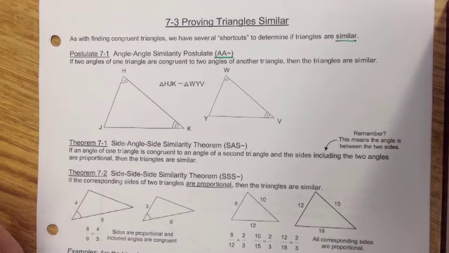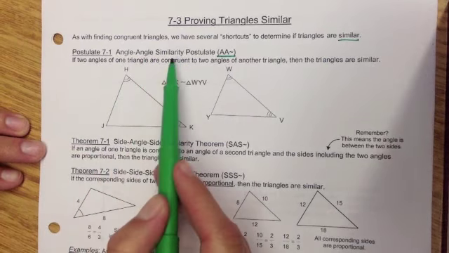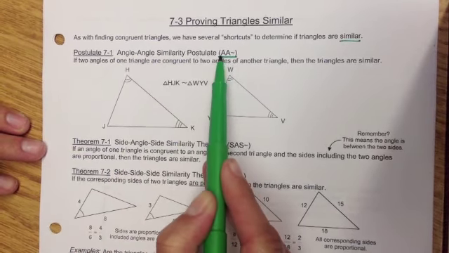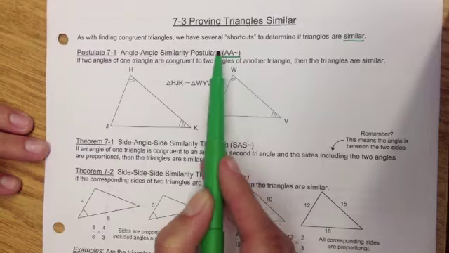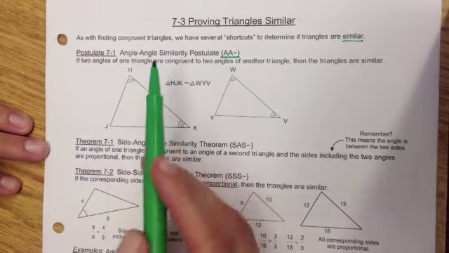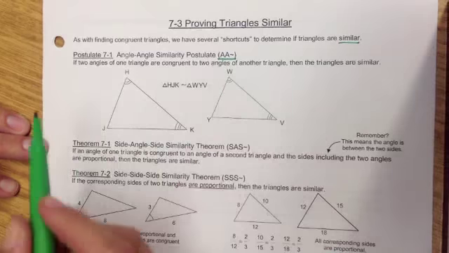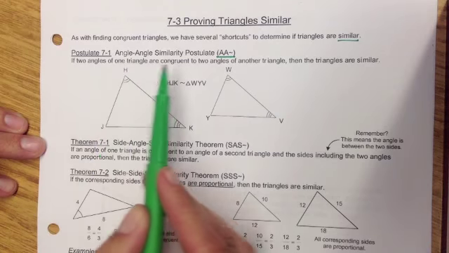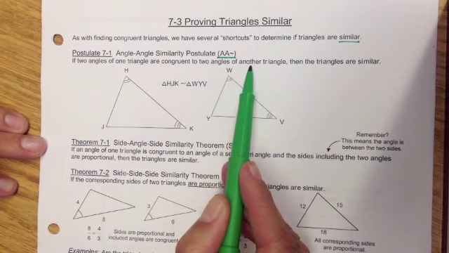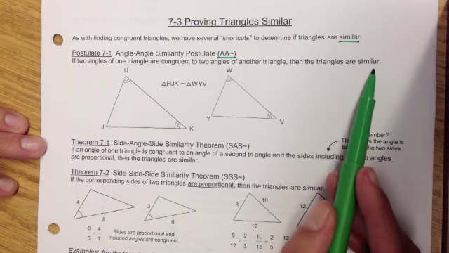So postulate 7-1 is the angle-angle similarity postulate. We abbreviate it with 2 A's and the similarity symbol so that we can distinguish it from when we were using congruent triangles. Now we're talking about similar triangles. This postulate says if 2 angles of one triangle are congruent to 2 angles of another triangle, then we have triangles that are similar.